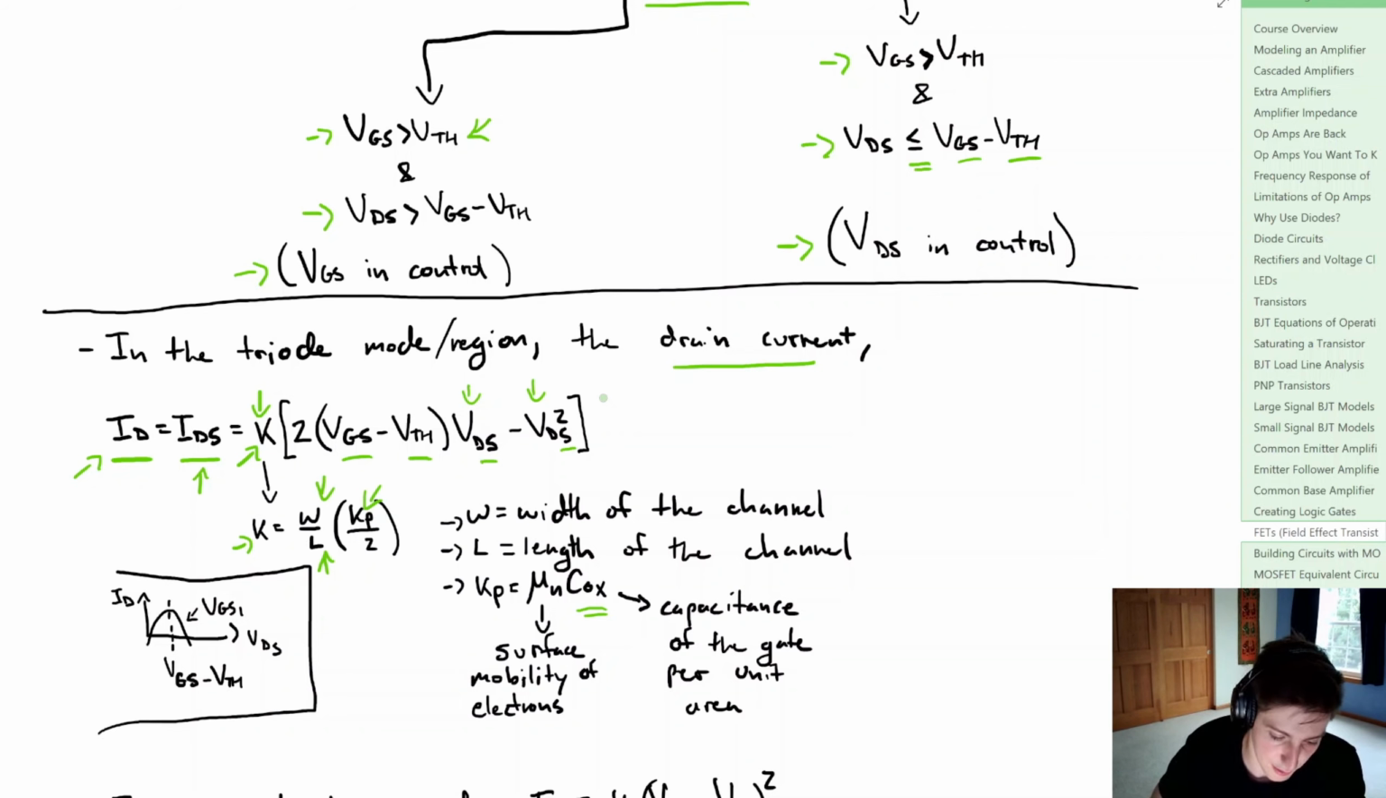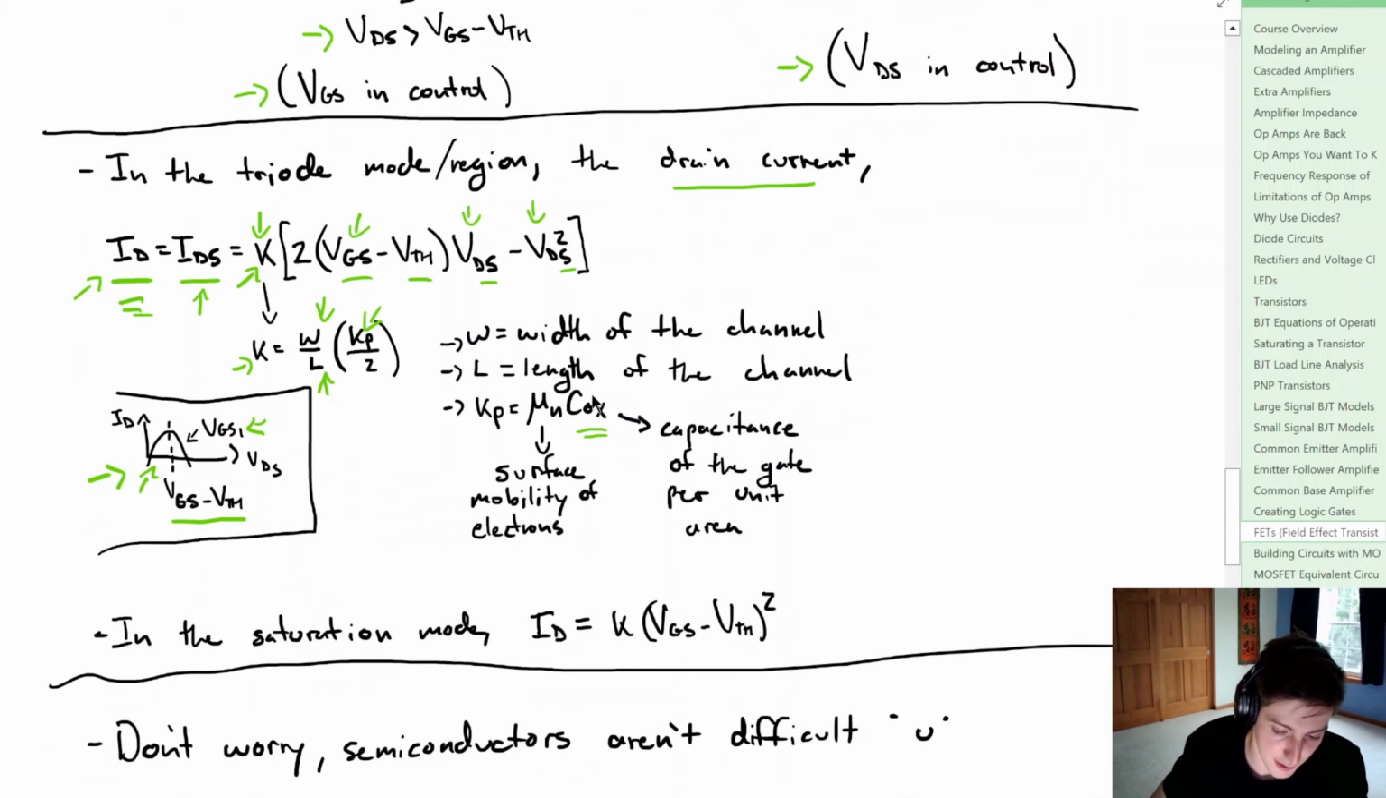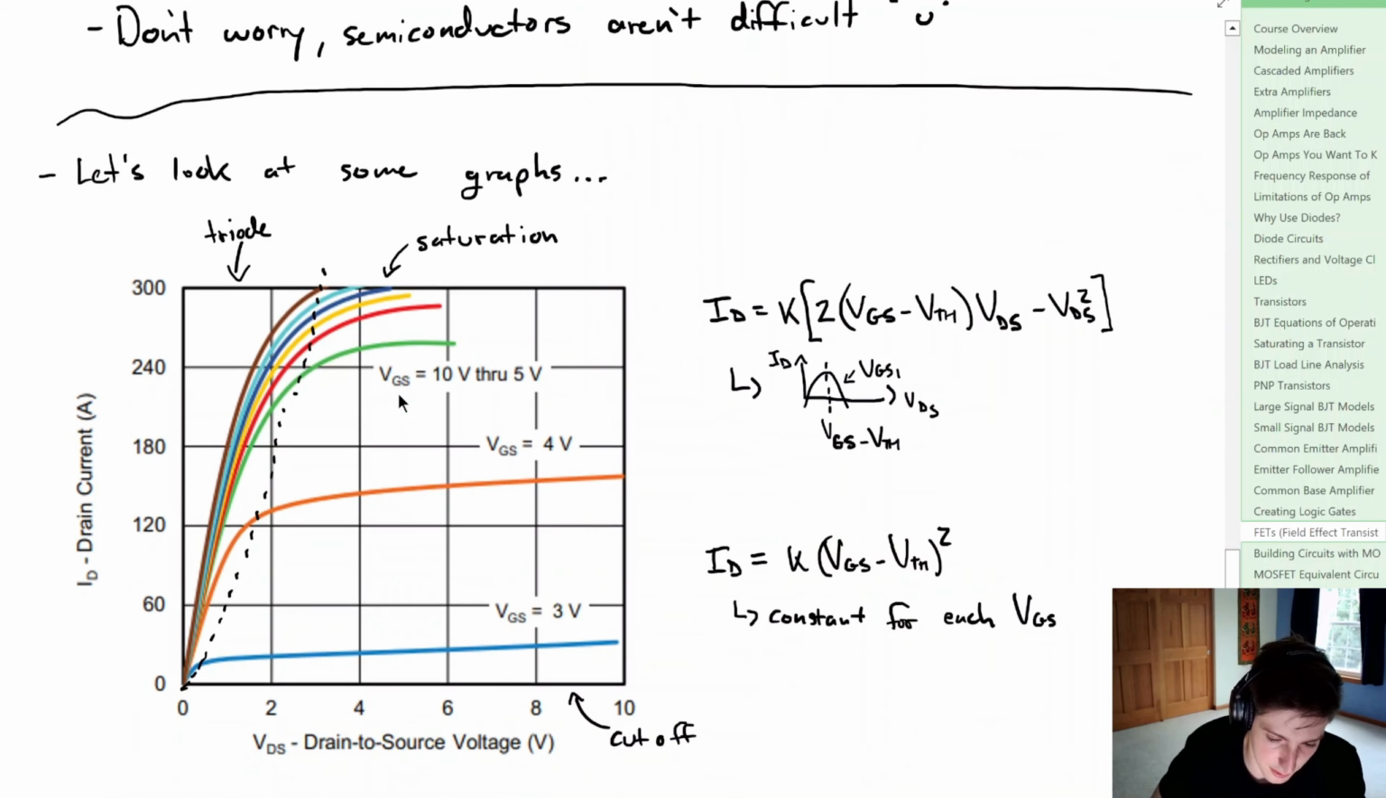But what we can do is if we actually graph that drain current, we get something that looks like this, where we get a peak value at VGS minus the threshold voltage, but this would just be for one singular VGS. A little bit easier in the saturation mode, we simply say that the drain current is equal to K times (VGS minus the threshold voltage), that whole quantity squared. So what we can do is look at some graphs.